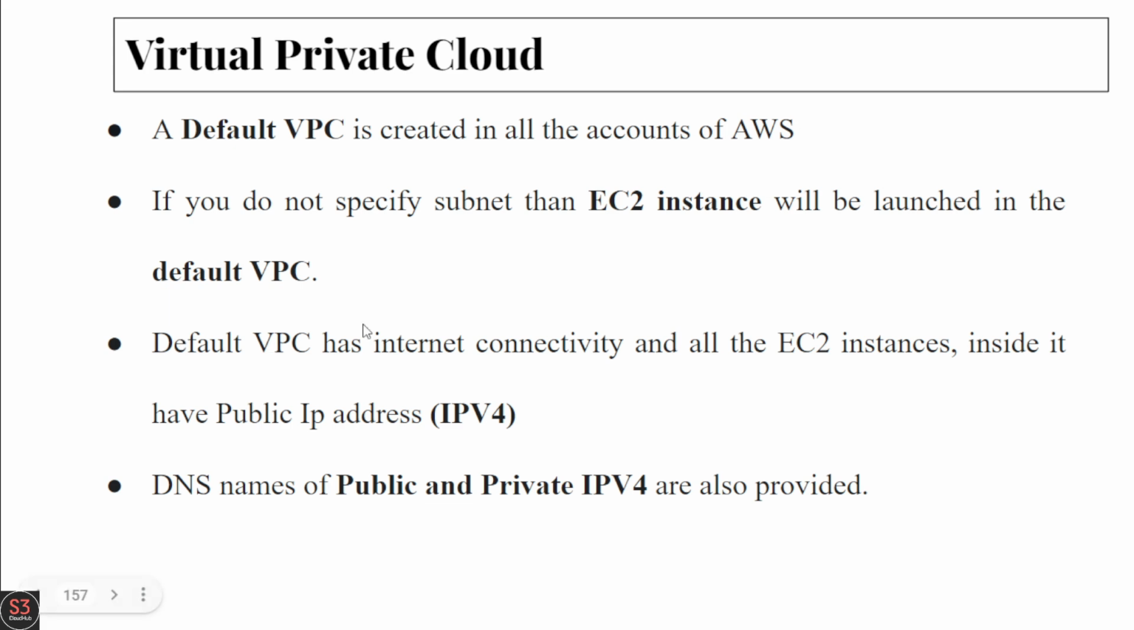The default VPC has internet connectivity and all the EC2 instances inside it have public IP addresses. So we have a default VPC with direct internet connectivity for all the EC2 instances, and for all the EC2 instances a public IP address is associated. DNS names of public and private IPv4 are also provided.